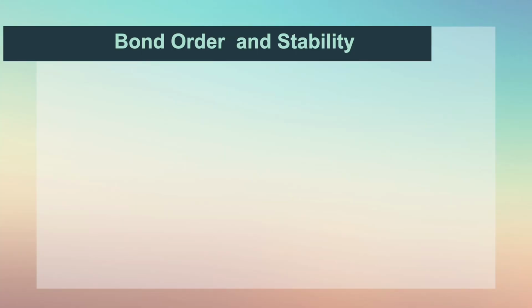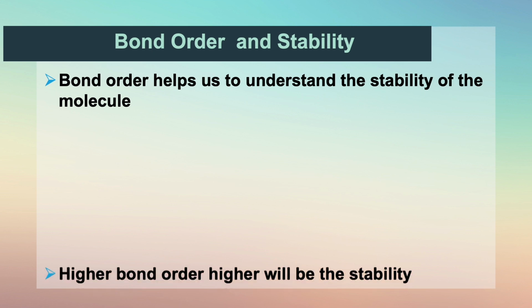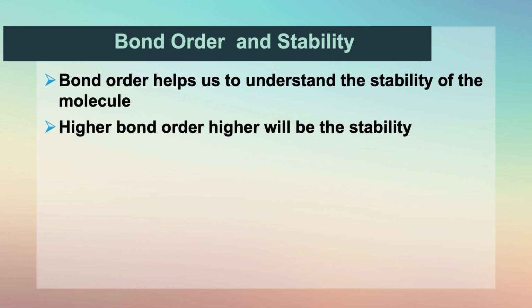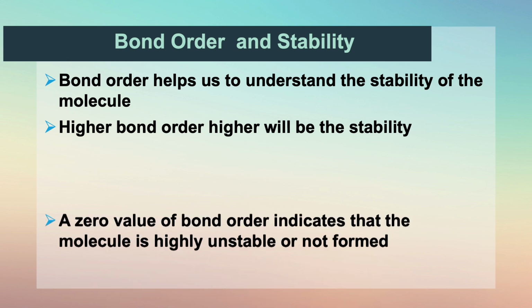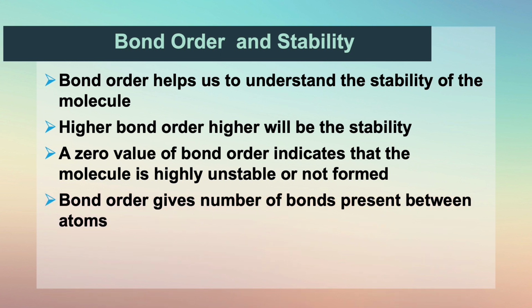What is such information? Bond order helps us to understand the stability of the molecules. The higher the bond order, the higher the stability, and a zero value of bond order indicates that the molecule is highly unstable or that the molecule is not formed. Now, bond order gives the number of bonds present between atoms. That is very, very important.